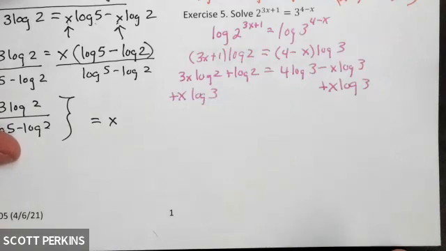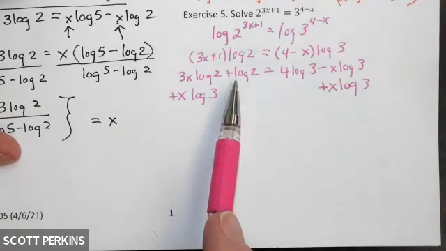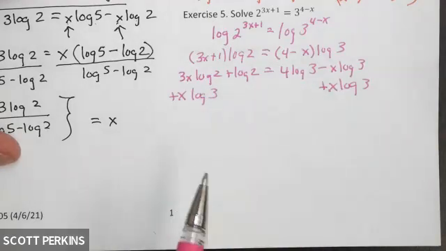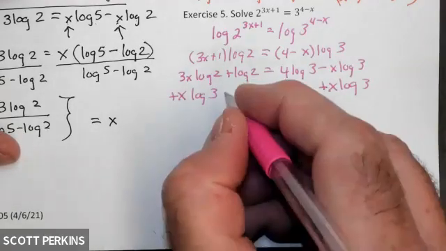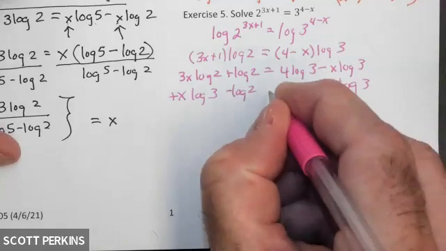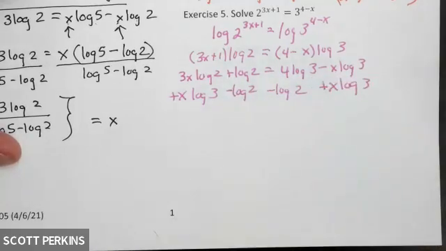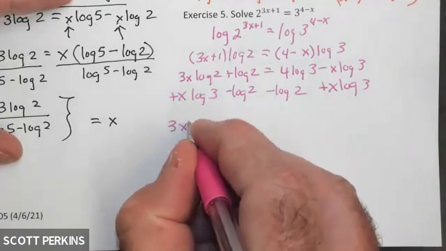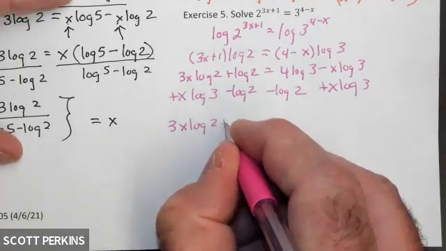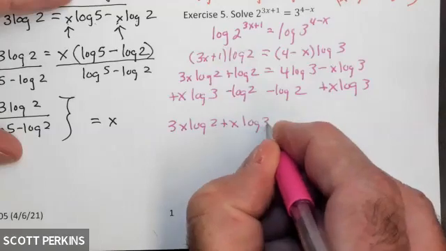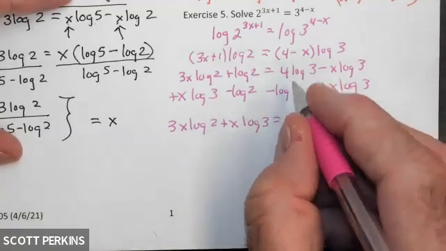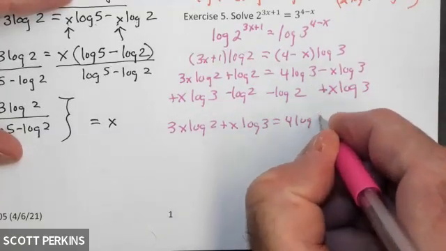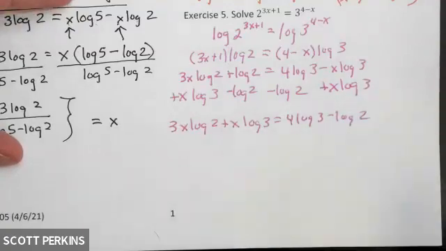And because that's my step, then the other thing I have to move is this log 2. It has no x in it, so I don't want it on that side. So I'm going to subtract that. So what I have on the left is 3x times the log of 2 plus x times the log of 3 is equal to, and then I've got 4 log 3 minus log 2. Lots of logs. Love to say that word.